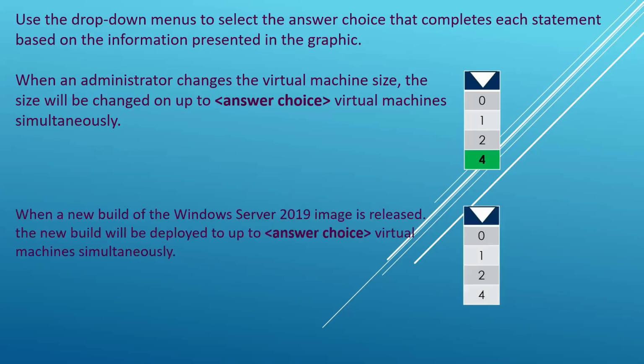Now the next statement is, when a new build of the Windows Server 2019 image is released, the new build will be deployed to up to how many virtual machines simultaneously? Again, your options are 0, 1, 2, and 4. Now friends, from the second cmdlet output, you can see that the OS image upgrades are set to automatic. And to minimize the application downtime, upgrades take place in batches with no more than 20% of a scale set upgrading at the same time. That means 20% of 4 is 0.8, so a maximum of 1 VM will be updated with the new build at a time.